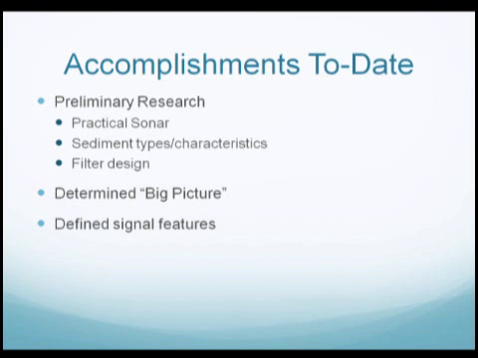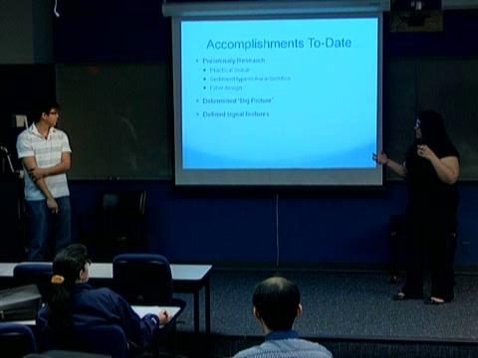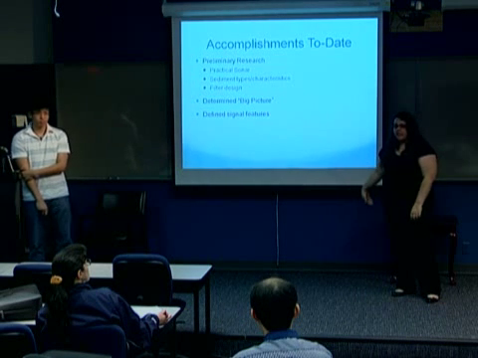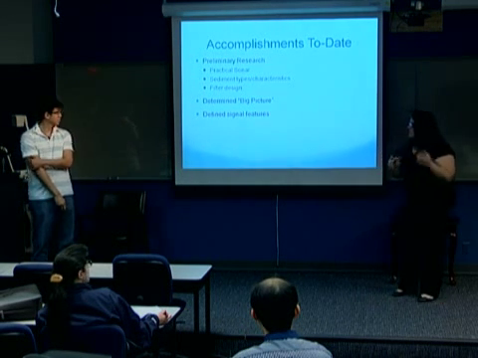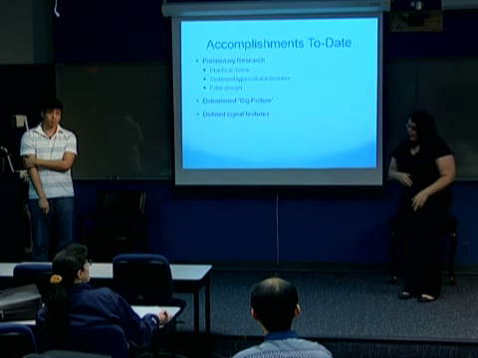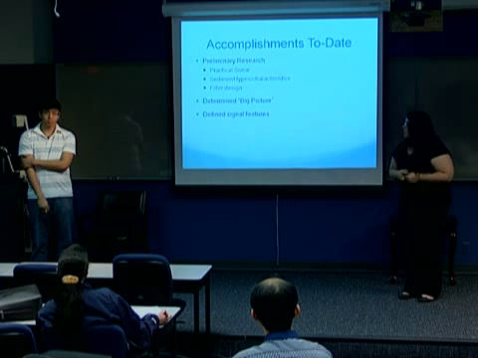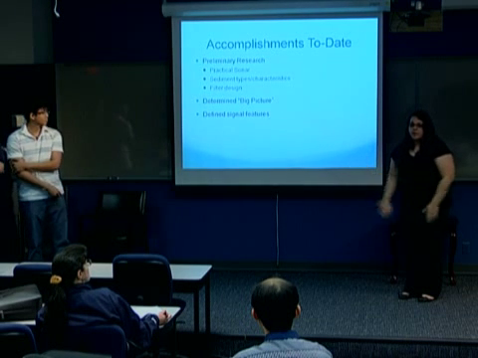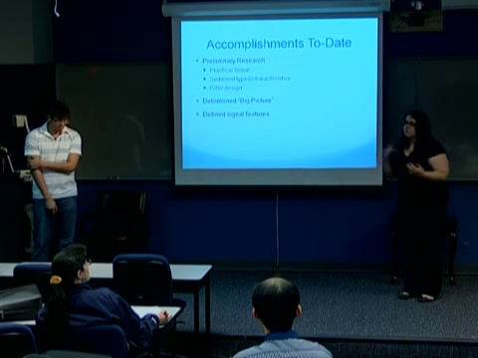We've determined a big picture. We know what steps we want to take and in what order. We need this preliminary research. We need to figure out parameters. We need to ultimately design this neural network. We have to train the network, and then from there, take it as it goes. We've also defined the signal features, which we'll talk about later. The features ultimately will be what we train the network with. So that's what we've done. Wee's going to take it over, and he's going to explain the big picture of what we have so far, and we'll go from there.